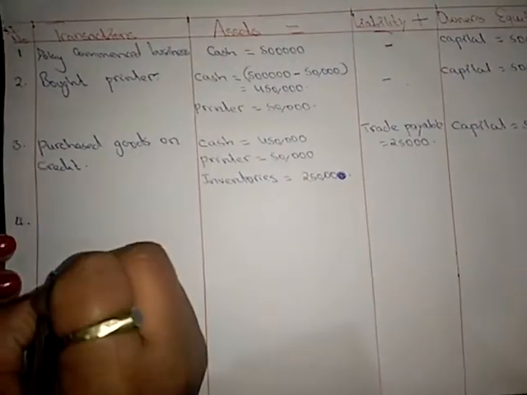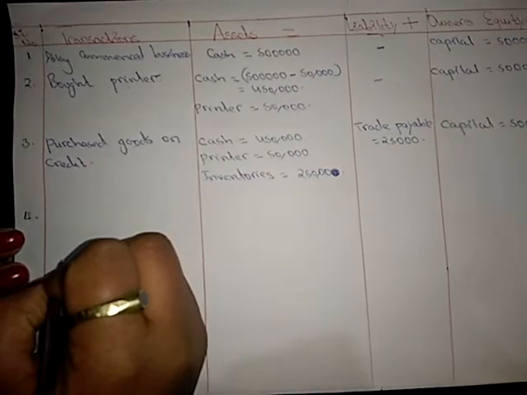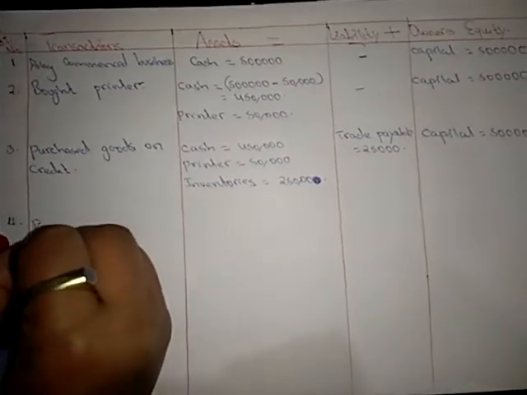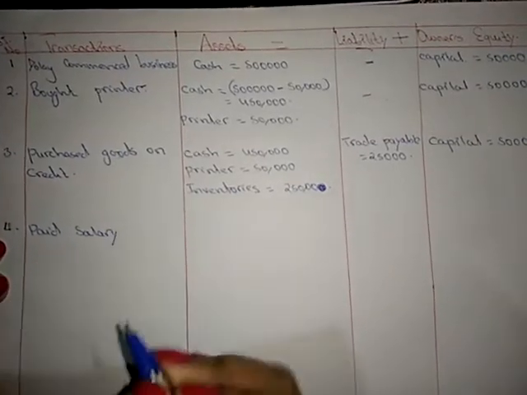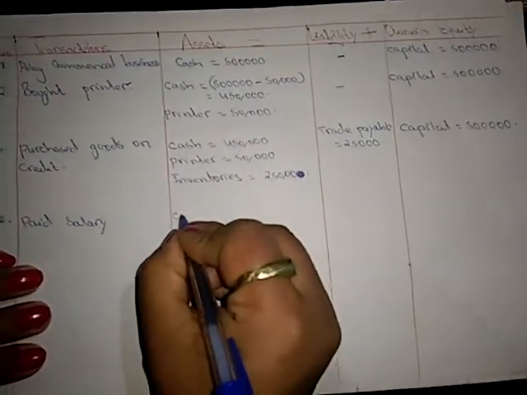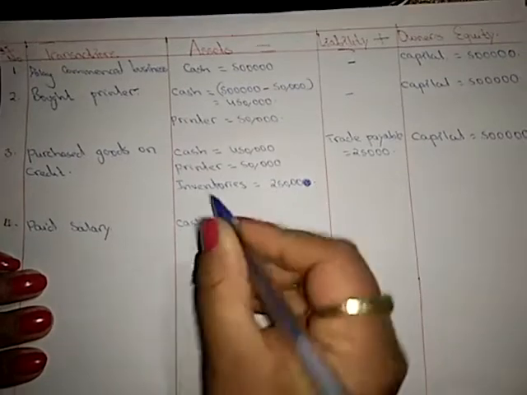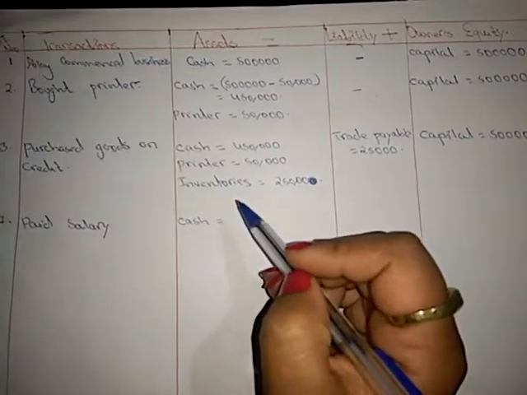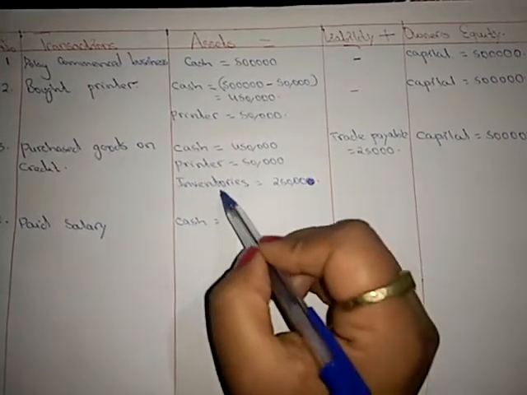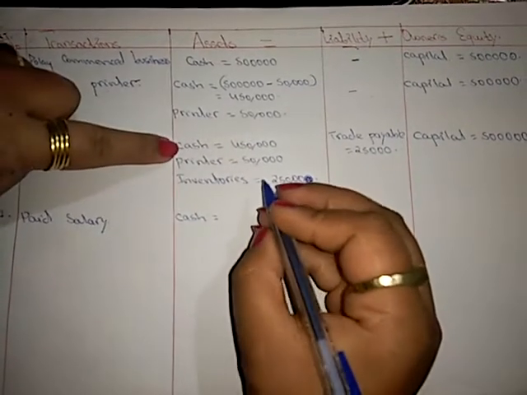Transaction number 4 says paid salary. So you have to copy the transaction. Paid salary. How do you pay salary? From the cash. So don't forget to bring what is there in the above transaction. In transaction number 3, you have 3 assets: cash, printer, inventories. So first you have to bring the first one.